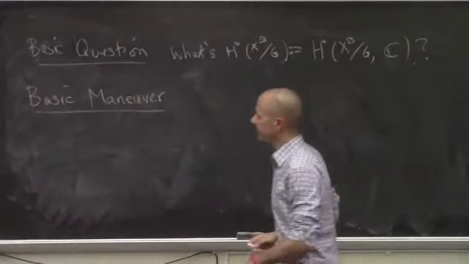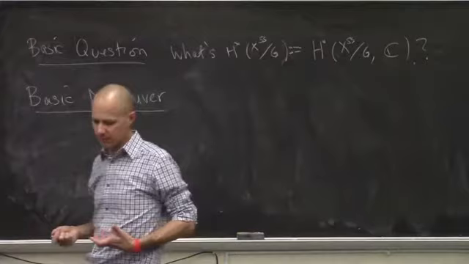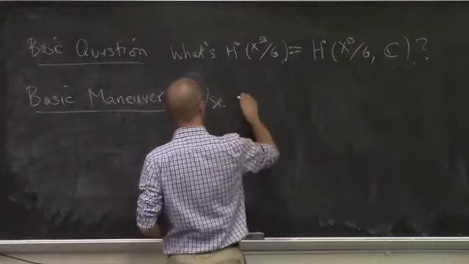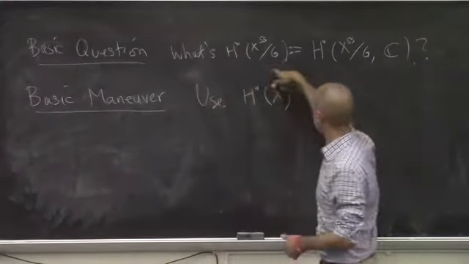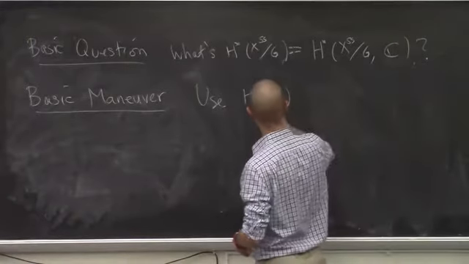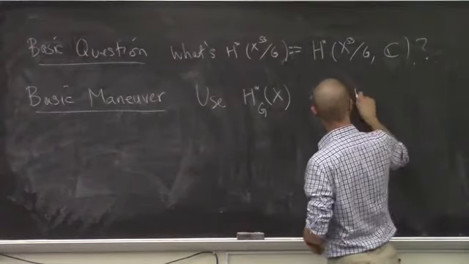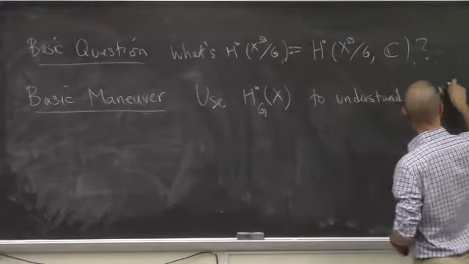Which is useful in the general situation where somehow you have maybe no handle on this variety that you constructed concretely. The basic maneuver is to try to use the cohomology of X itself. But of course, I really want the cohomology of the quotient, so what I'll try to think about is the equivariant cohomology of X to understand the cohomology of this quotient.